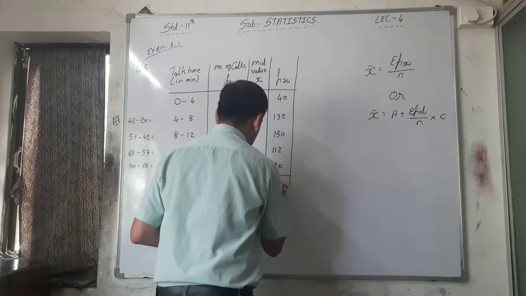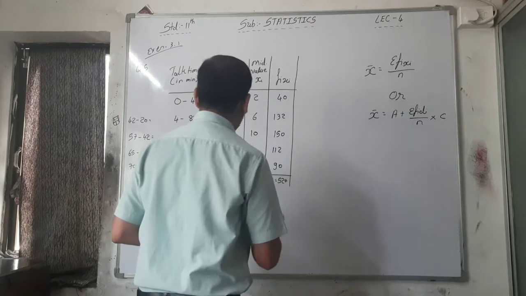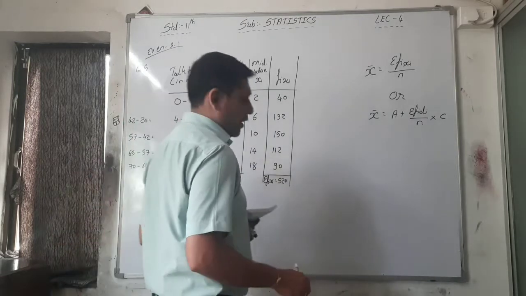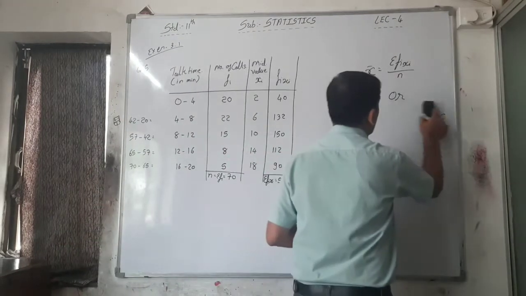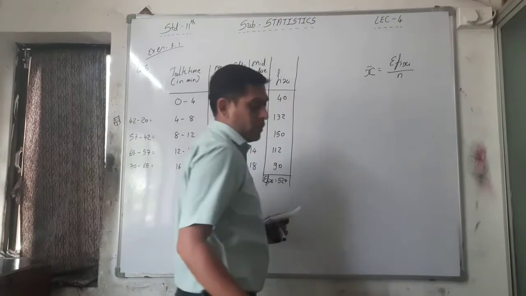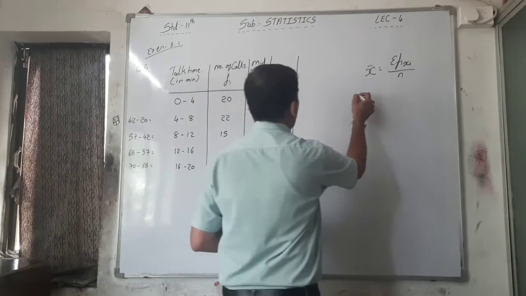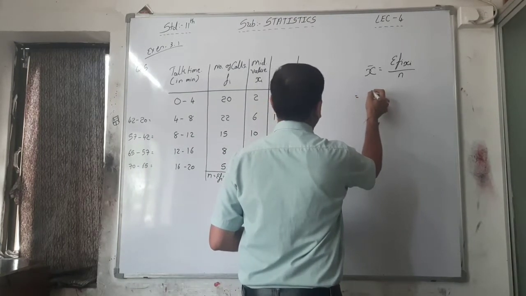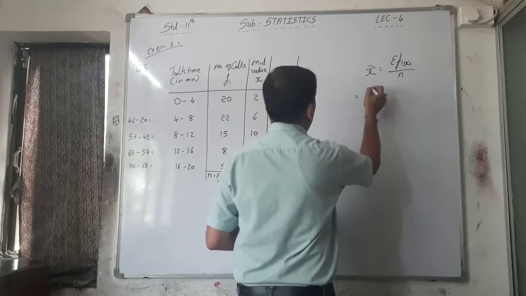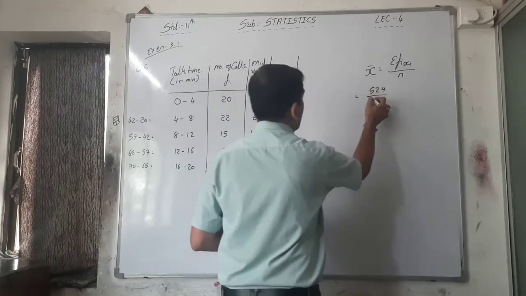Sigma fi xi is equal to 524. See here, both the information is here now. Now I am erasing the second method because we are using the direct method. Sigma Fi Xi. So what is the answer? Put the value here, 524 divided by 70.